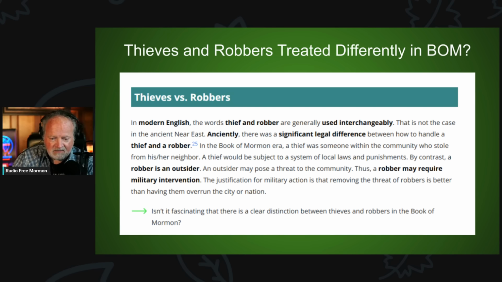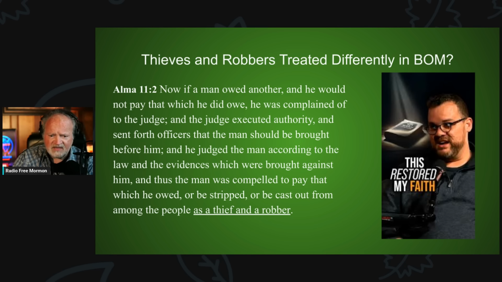The reason this came powerfully to mind is because right before they launch into the Nephite monetary system, this is what the Book of Mormon says in Alma 11:2. Now, if a man owed another, and he would not pay that which he did owe, he was complained of to the judge. And the judge executed authority and sent forth officers that the man should be brought before him. And he judged the man according to the law and the evidences which were brought before him. And thus the man was compelled to pay that which he owed, or be stripped, or be cast out from among the people as what? As a thief and a robber.